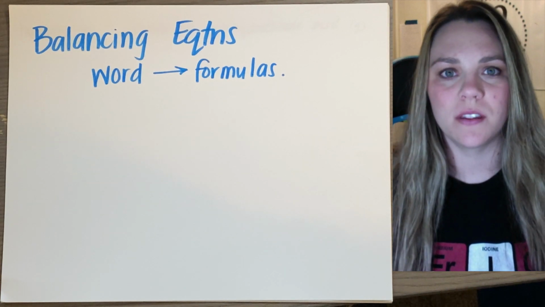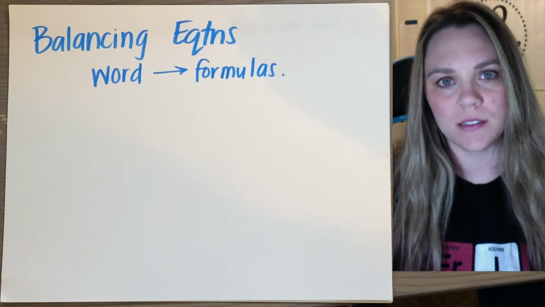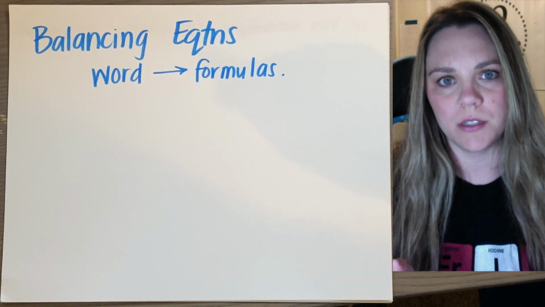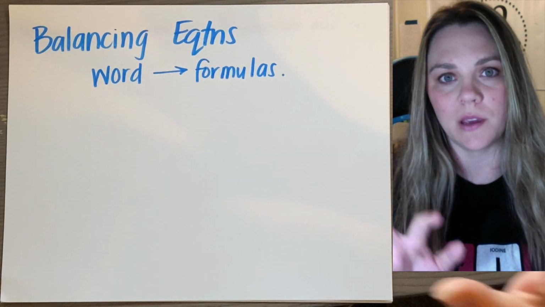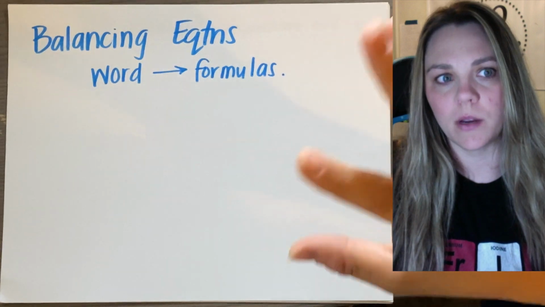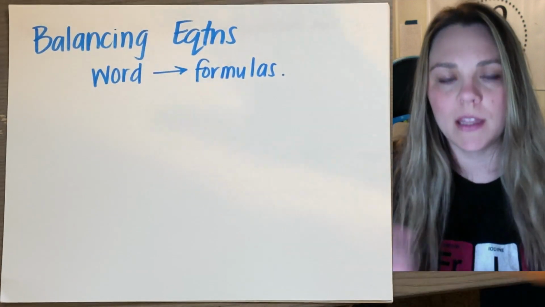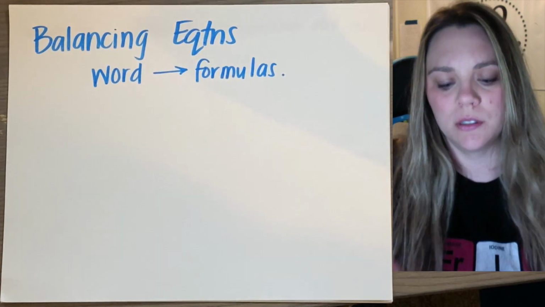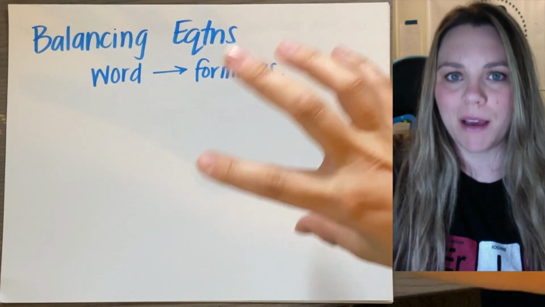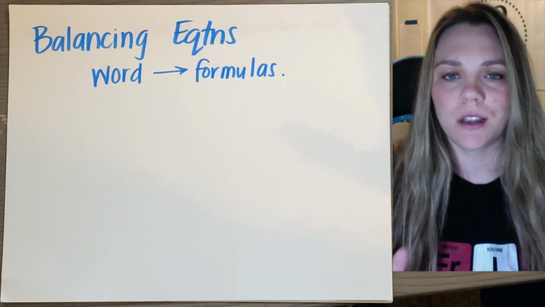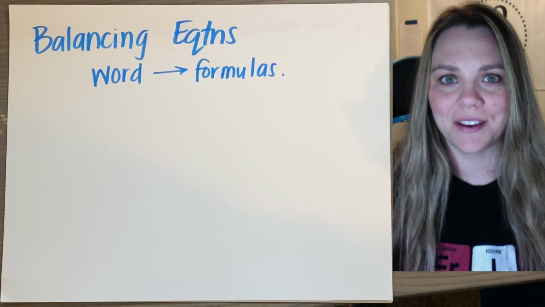Okay, so in this video, we're going to look at the next step of balancing equations, which is you have to take a word formula, like a word problem, and make that into an actual formula equation and then balance that equation. It's just an extra step in the process. Okay.